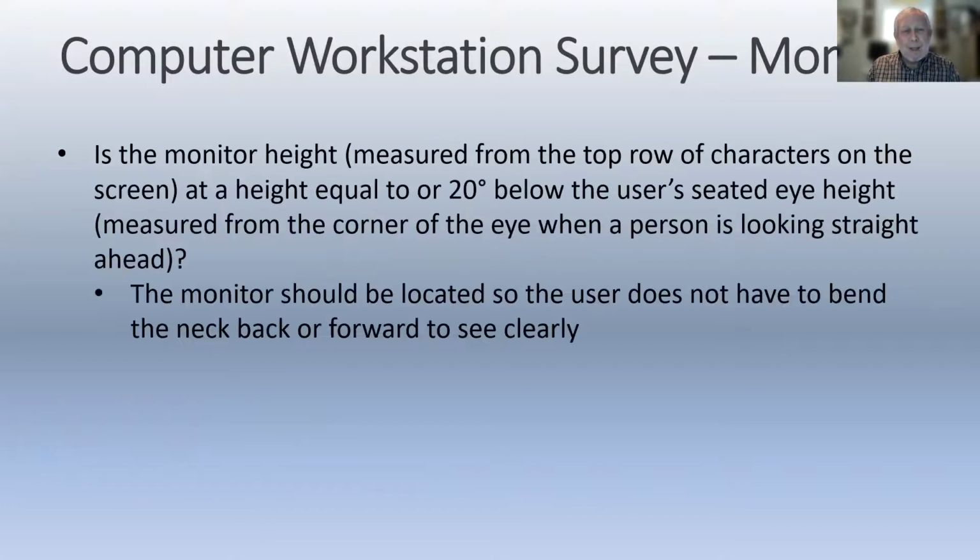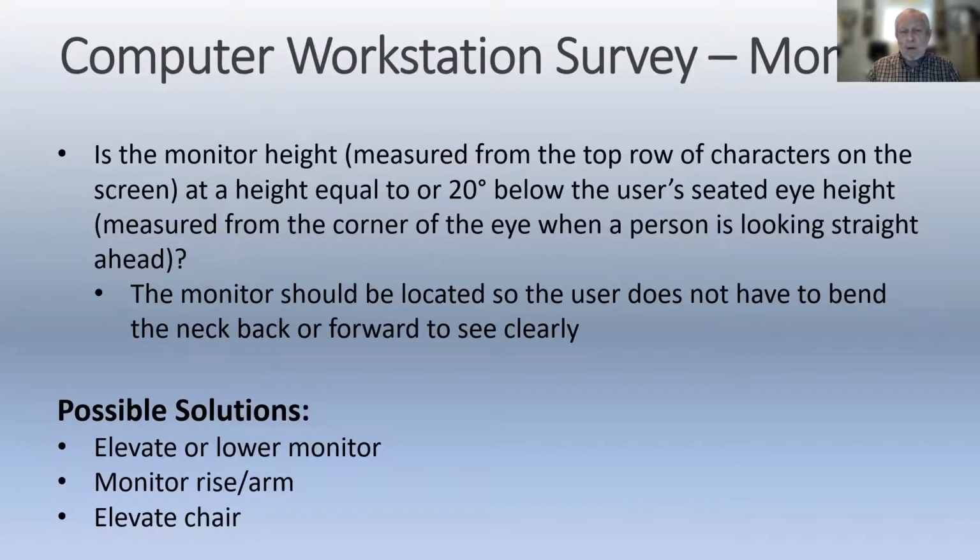Is the monitor height, measured from the top row of characters on the screen, not the top of the monitor itself, but the top row of characters on the screen, at a height equal to or 20 degrees below the user's seated eye height, measured from the corner of the eye when the person is looking straight ahead? The monitor should be located so the user does not have to bend the neck back or forward to see clearly.